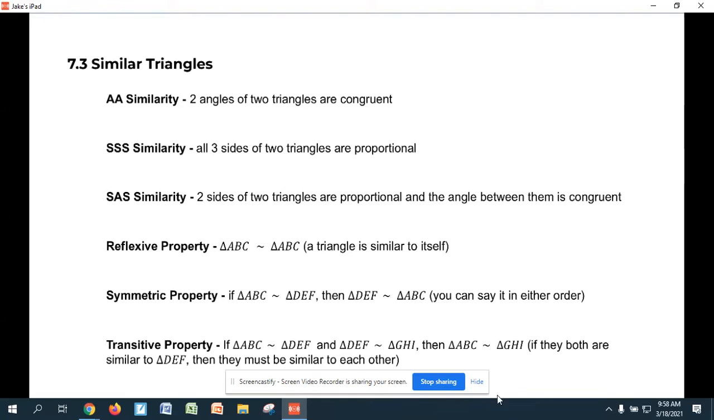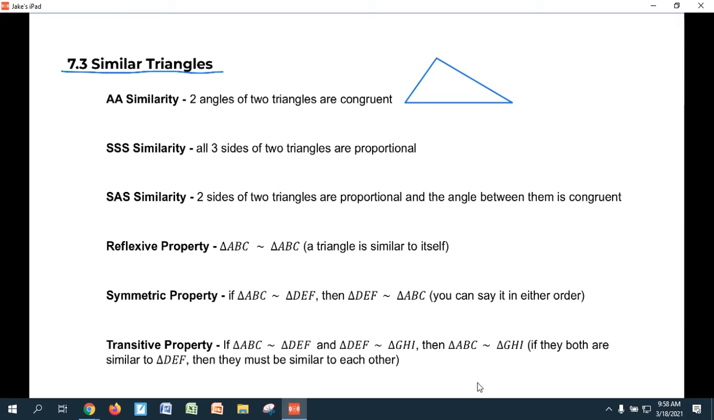All right, welcome to the video of 7.3. Great stuff today. We're talking about similar triangles. Yesterday, 7.2 was talking about similar polygons. Today, we're just focusing in on triangles, how we can prove when two triangles are similar to each other.